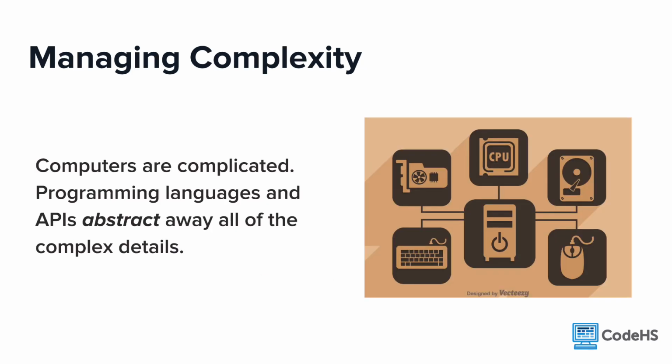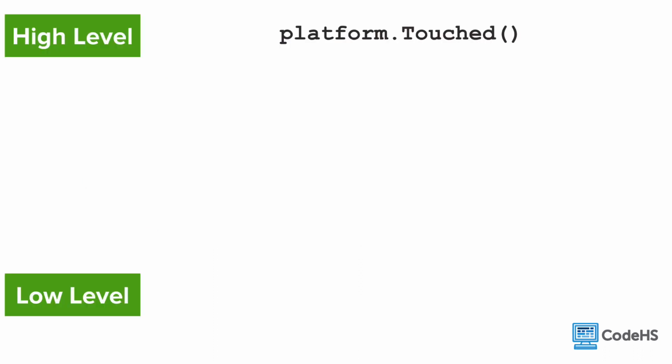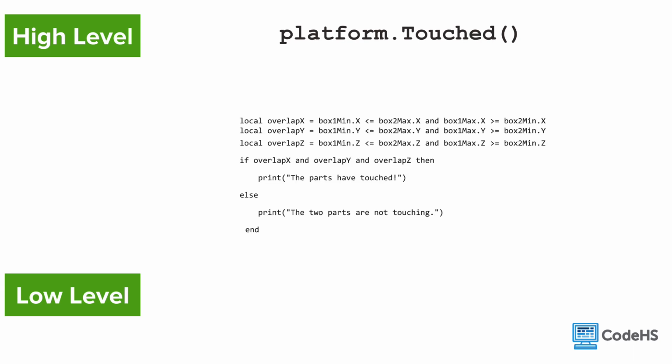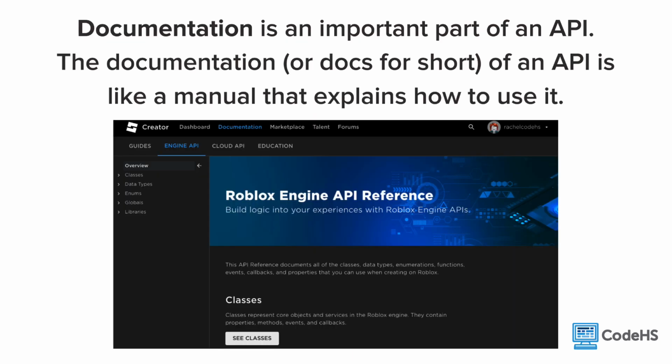Bringing it back to computers are complicated. Programming languages and APIs abstract away all of these complex details. Looking at the touch function again, we can see that the command platform.touched is the highest level of abstraction. Then we have the code behind the touched function as a middle level of abstraction. And finally, the lowest level of abstraction would be the machine code, the binary code that is in all zeros and ones. One last thing on APIs and abstraction.